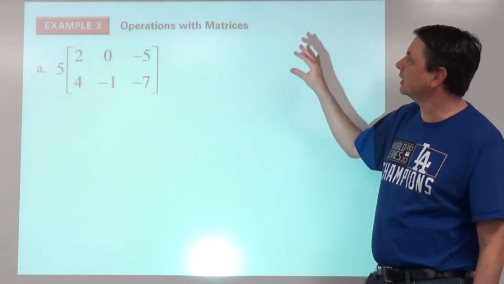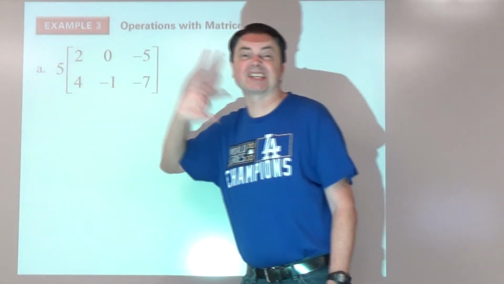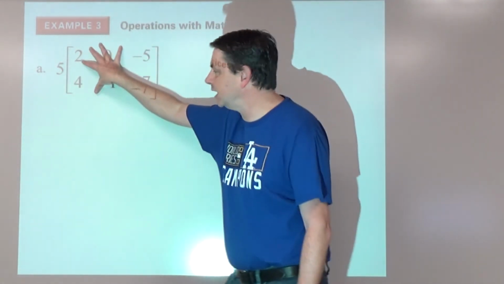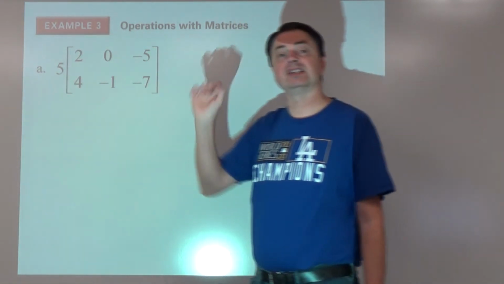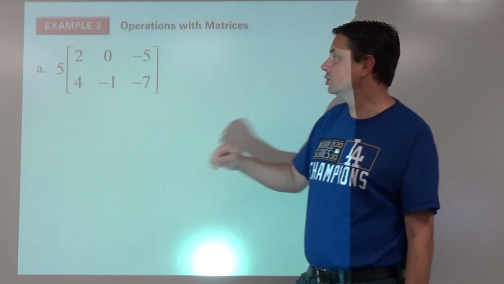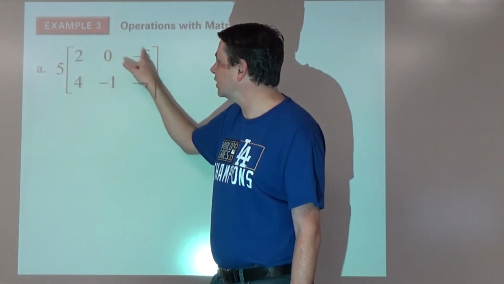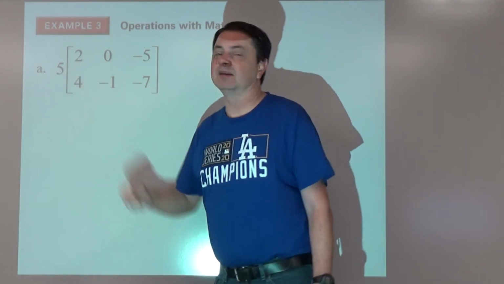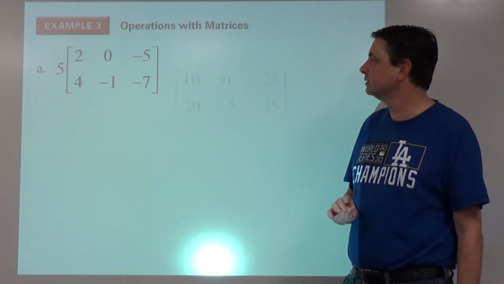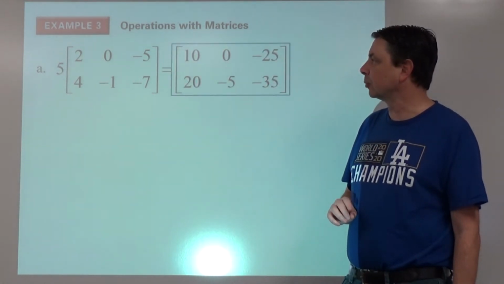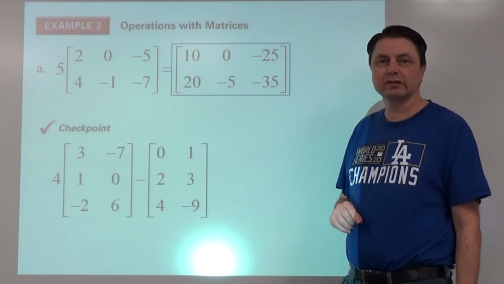So our next look is the next operation, scalar multiplication, taking a matrix and multiplying it by a scalar. Just like we had done with vectors, it just means to take each entry in the matrix and multiply by the scalar. Multiply all of them by 5. So there's our product matrix.